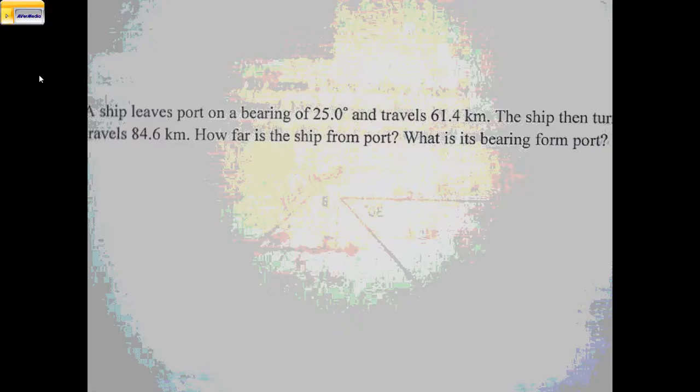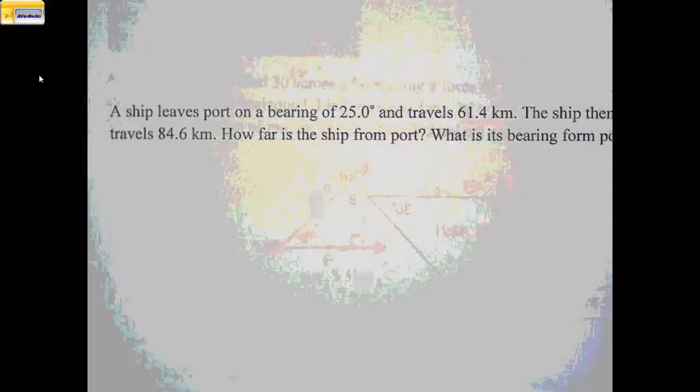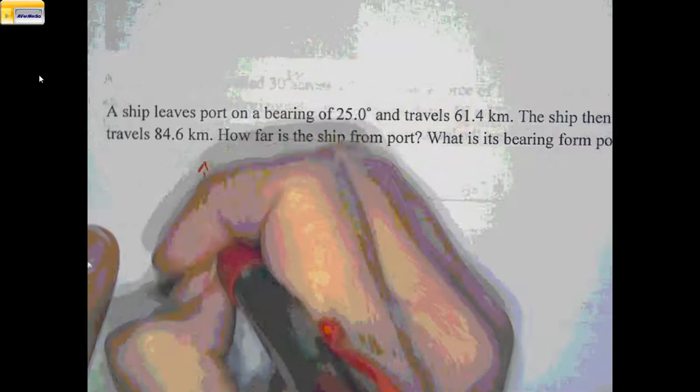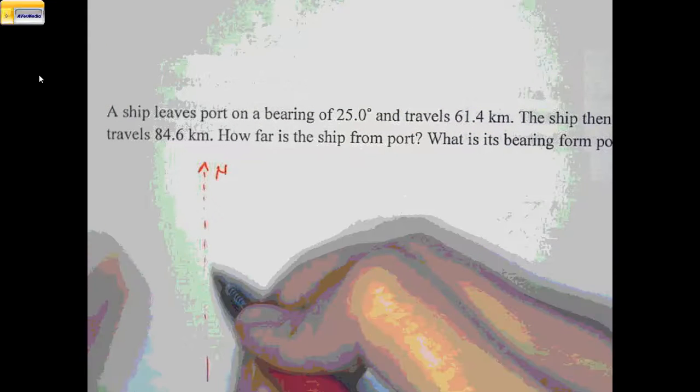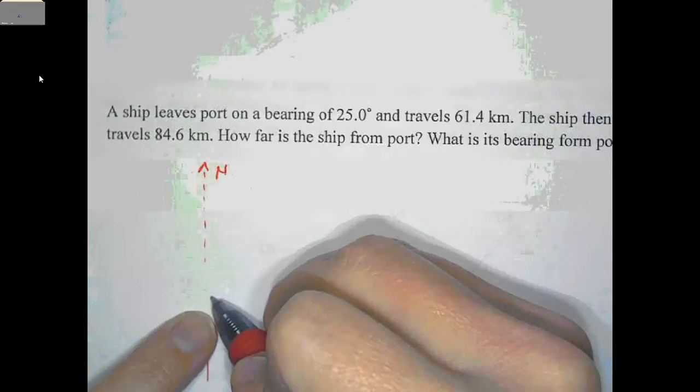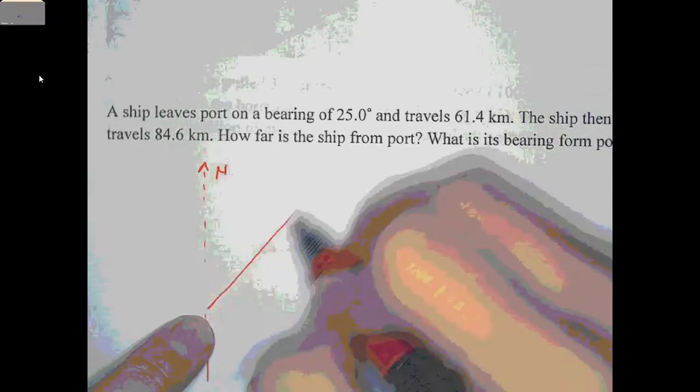A ship leaves the port on a bearing of 25 degrees. Stop there. Bearing of 25 degrees. What's that tell us? It's east of north, correct? So I'm going to draw a little. That's due north right there. He's at 25 degrees, and it says that he travels 61.4 kilometers.